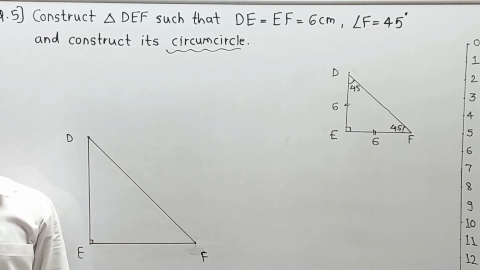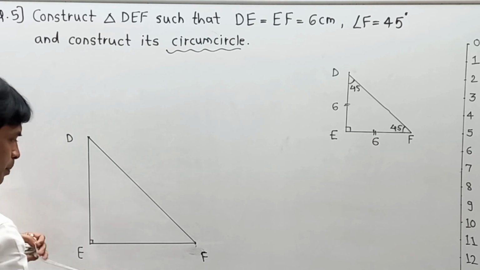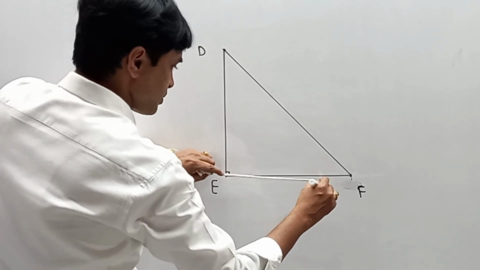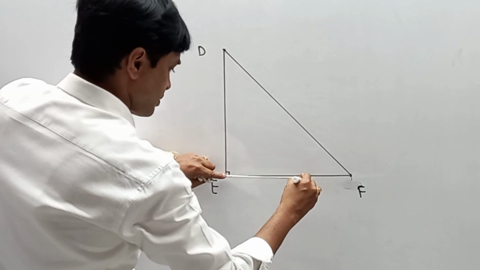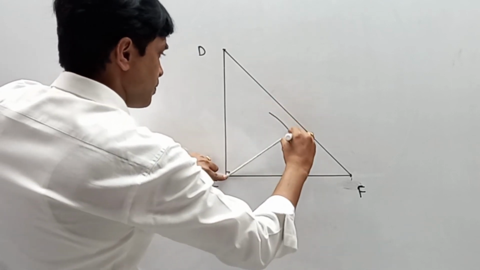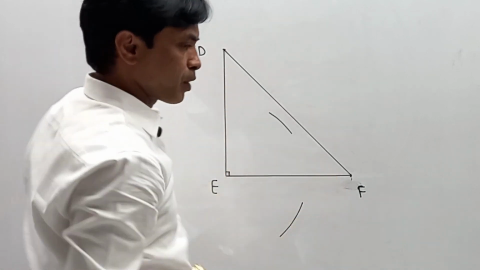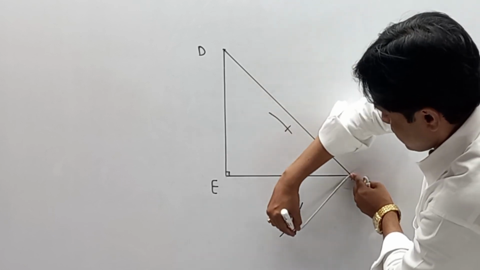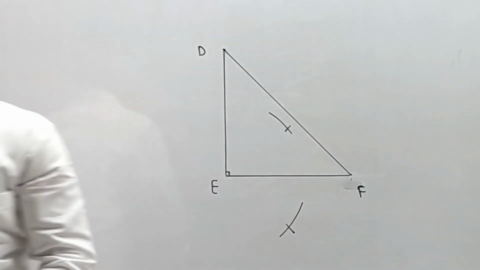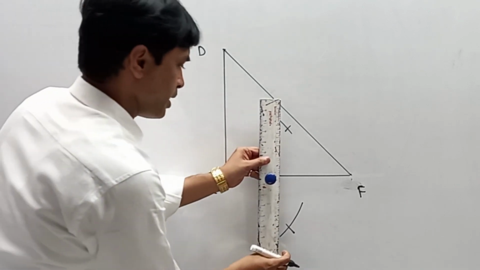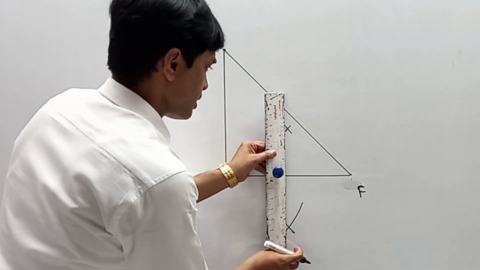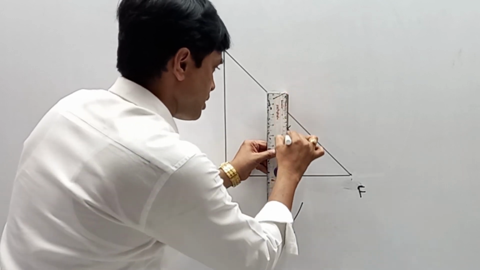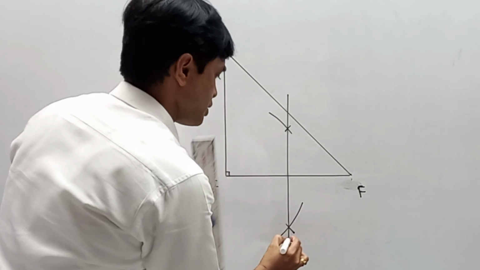So coming to the perpendicular bisector, for the first base EF I am going to take its perpendicular bisector. So here first arc, second arc from point F, first arc, second arc. So here is my first perpendicular bisector for EF.